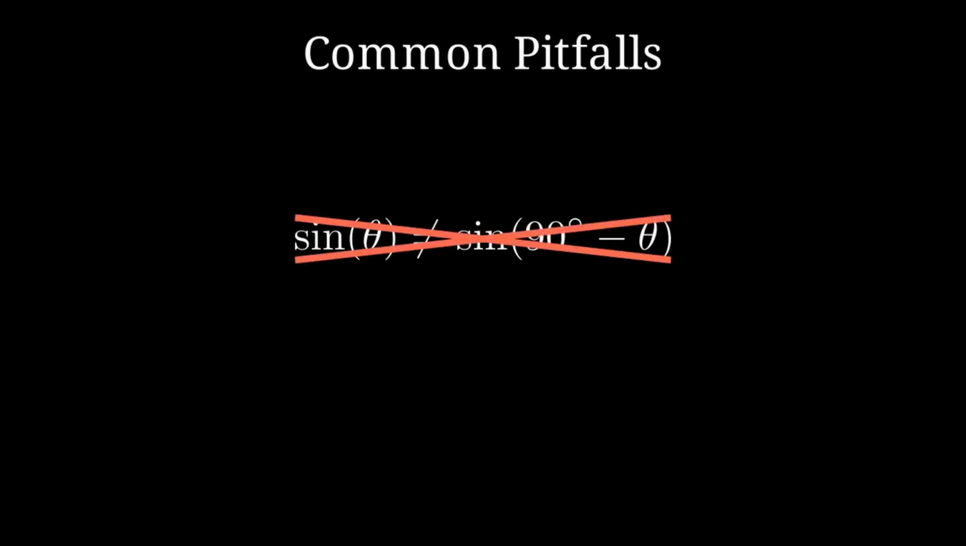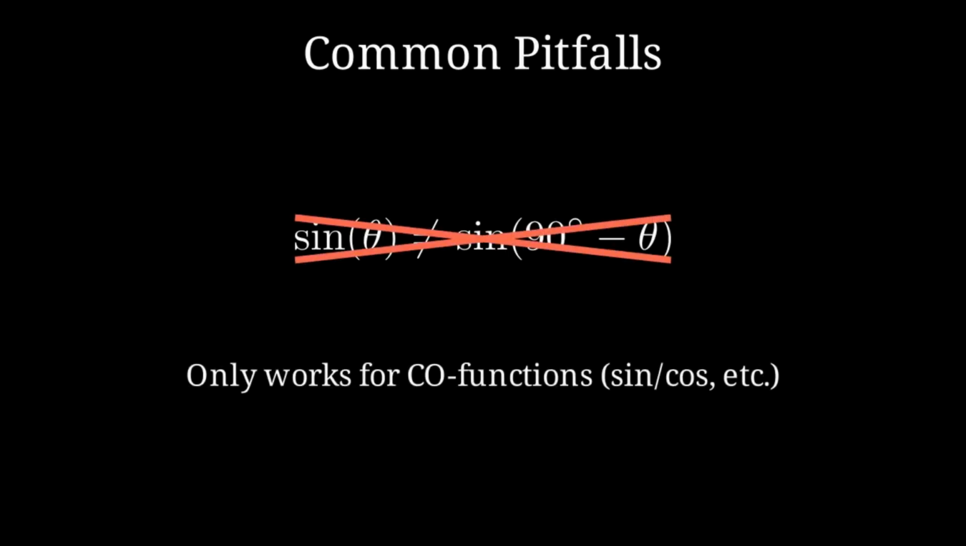Be careful! The identity only works between a function and its specific cofunction. Sine of theta is not usually equal to sine of 90 minus theta. Always ensure you are switching between the correct pairs.